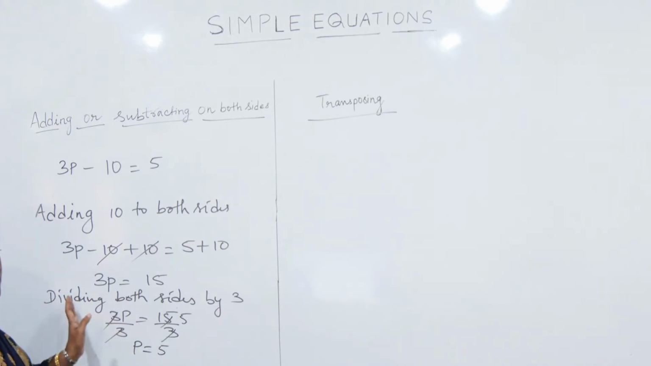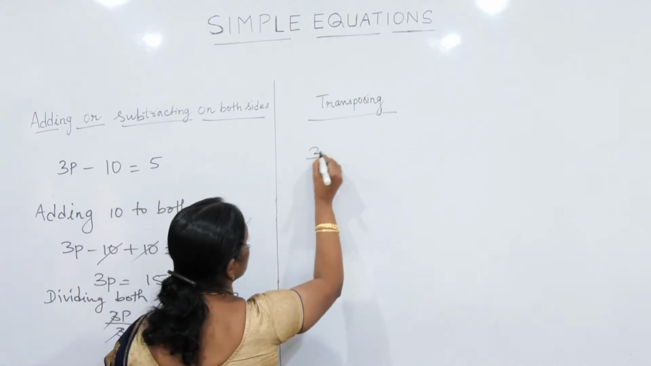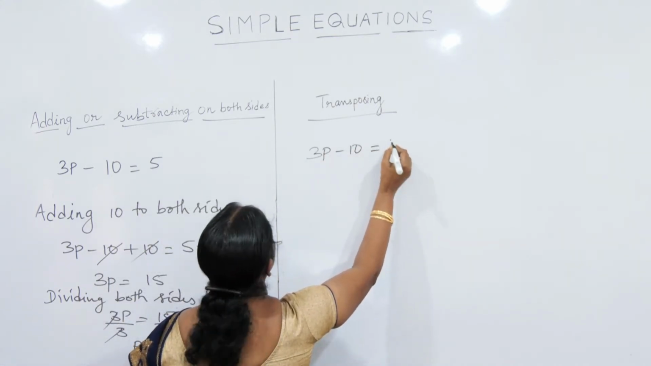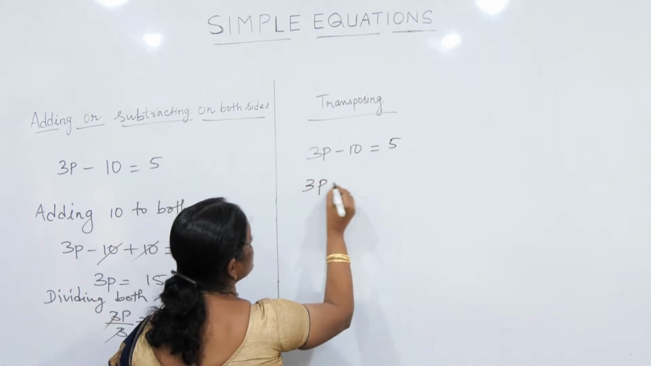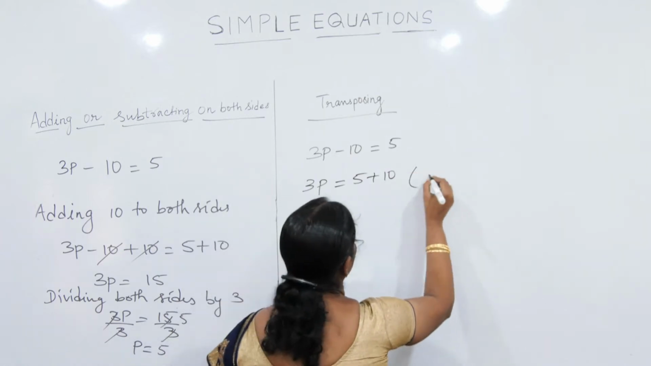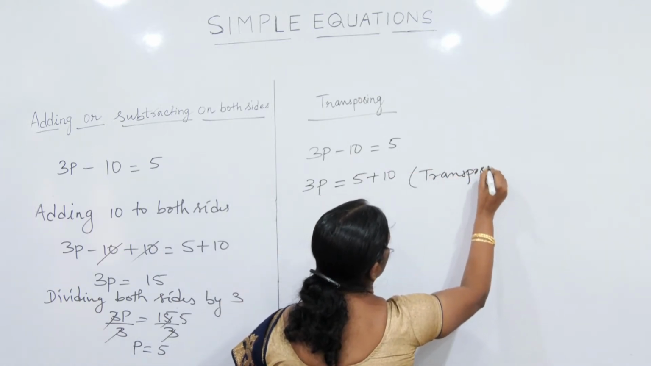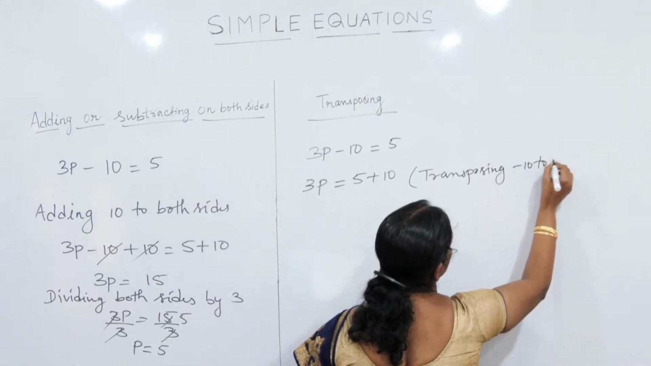Now let us solve this equation by the method of transposing. Here is the same equation, 3p minus 10 is equal to 5. Now it is 3p is equal to 5 plus 10. Here we have transposed minus 10 to the RHS.